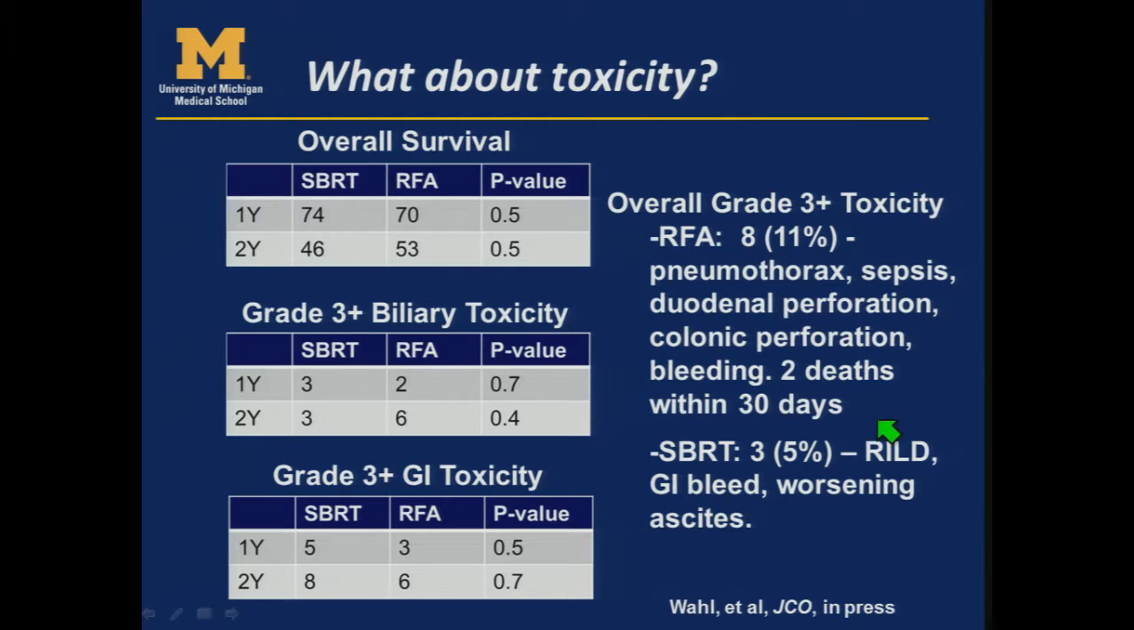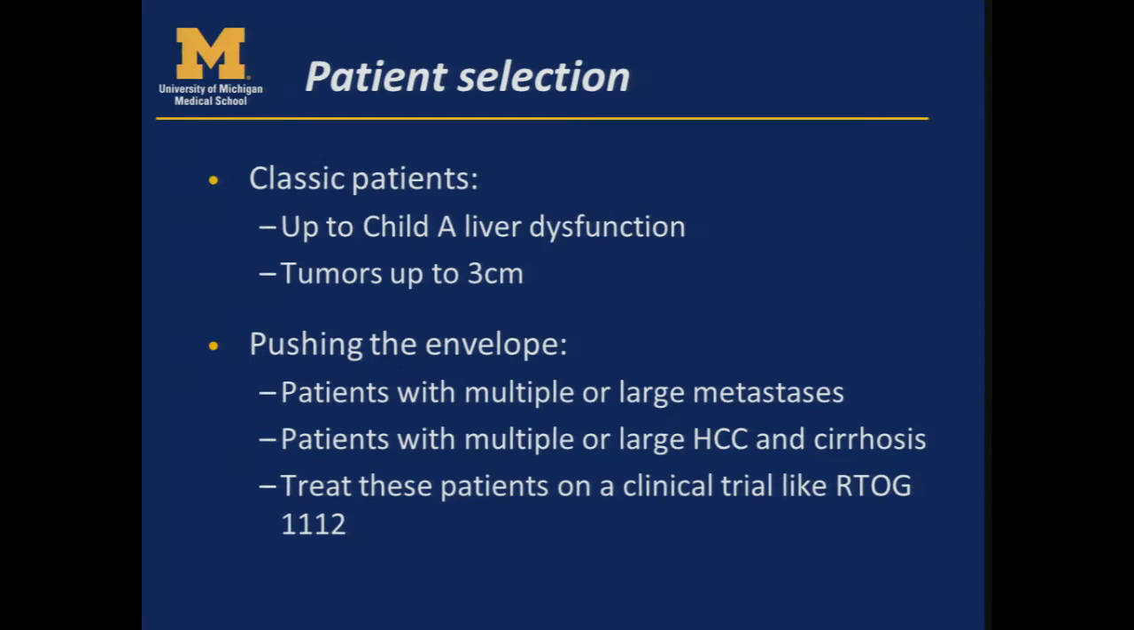For SBRT, there was 1 case of radiation-induced liver disease, in a patient who had had multiple treatments beforehand and was a Child-Pugh patient, 1 case of GI bleed, and 1 case of worsening ascites. So any treatment has risks. We have to make sure patients understand that any treatment they're going to have is associated with risks, but we do need to present patients with a realistic picture of what could happen with either treatment.